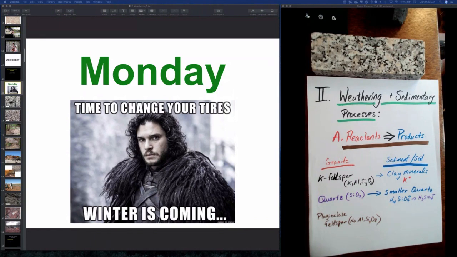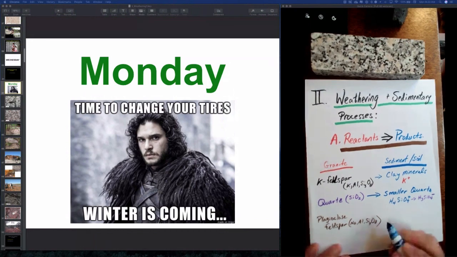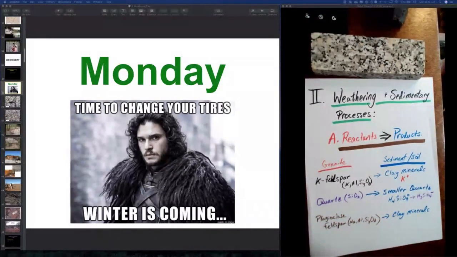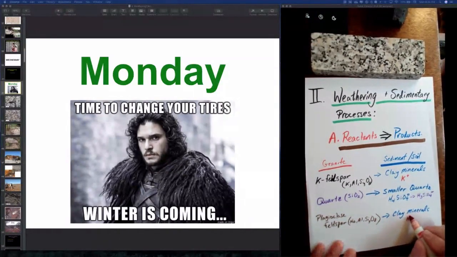And what's going to happen when it falls apart at low temperature in the presence of water? Clay minerals, because of the aluminum. Anytime you have the aluminum there, you're going to make clay minerals. And, you know, we could make some sodium in solution that goes to the oceans and makes it salty.